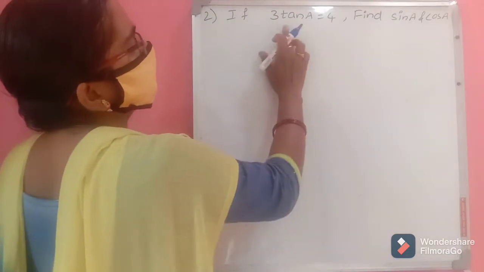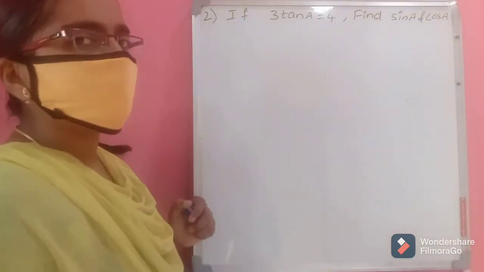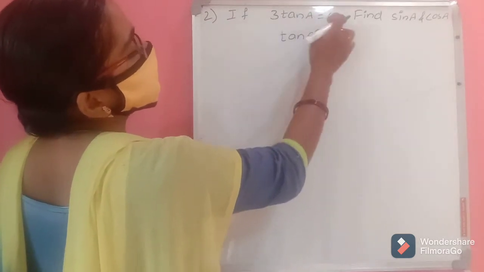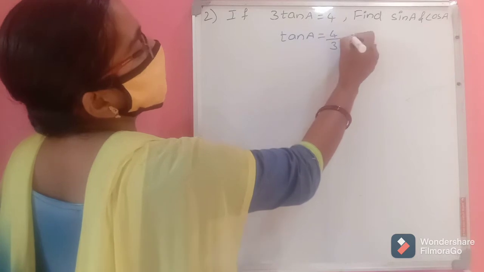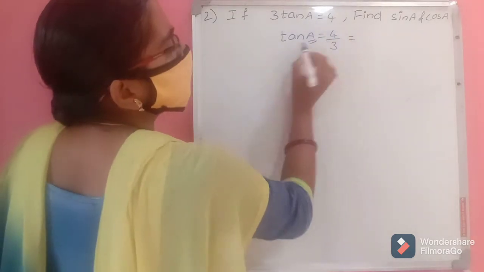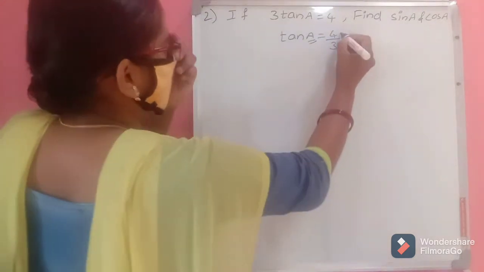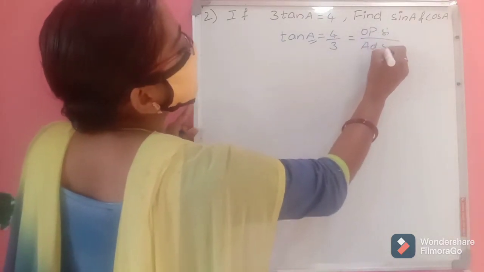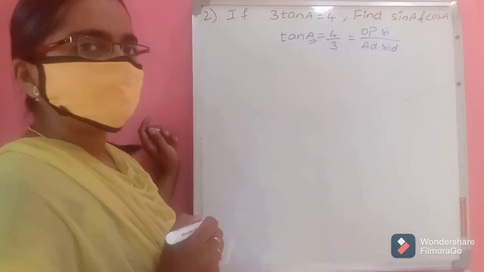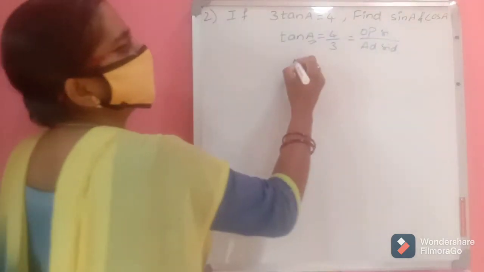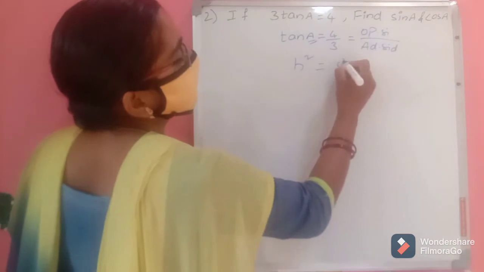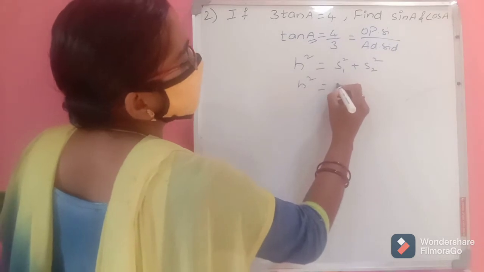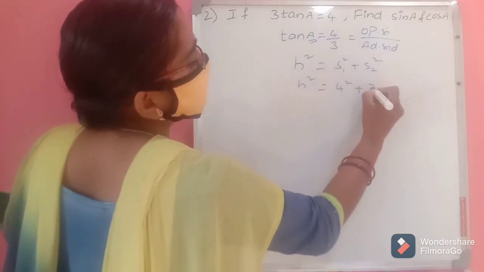Here is one more question. If 3 tan A equals 4, find sin A and cos A. So 3 tan A equals 4 means tan A is equal to 4 by 3, if you transpose the 3. For this A, tan A means opposite side by adjacent side. So 4 is the opposite side and 3 is the adjacent side. When we know the opposite and adjacent sides, we can find the hypotenuse. Hypotenuse square is equal to side 1 square plus side 2 square. So hypotenuse square is equal to 4 square plus 3 square.